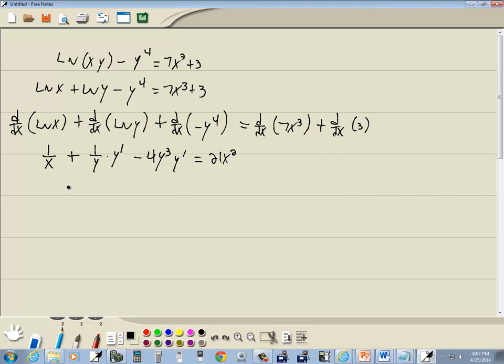Now we got 5 steps for solving for y prime. Our first step is get rid of parentheses, we don't have any. Second step is get rid of fractions. Multiply everything by the LCM of all your denominators. We got 2 denominators, the x and the y, so our LCM will be xy. So we're going to multiply everything by xy.